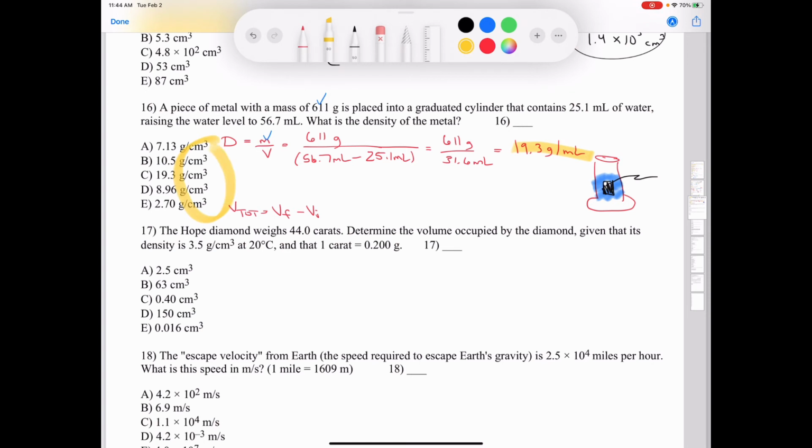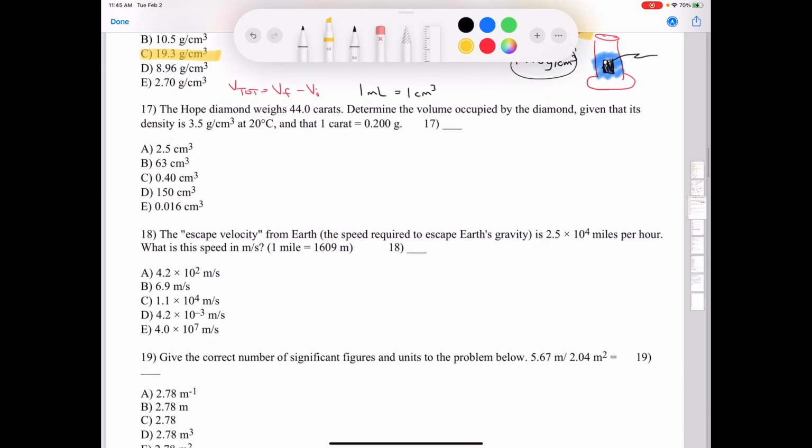were given are in grams per centimeter cubed. Well, something else you need to know is that in 1 milliliter, there is 1 centimeter cubed. So that means that a density reported in grams per milliliter is the same thing as a density reported in grams per centimeter cubed. And so this is our answer, 19.3 grams per centimeter cubed. Let's move on to number 17.